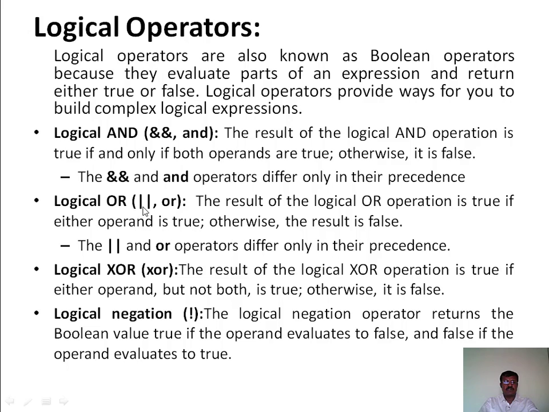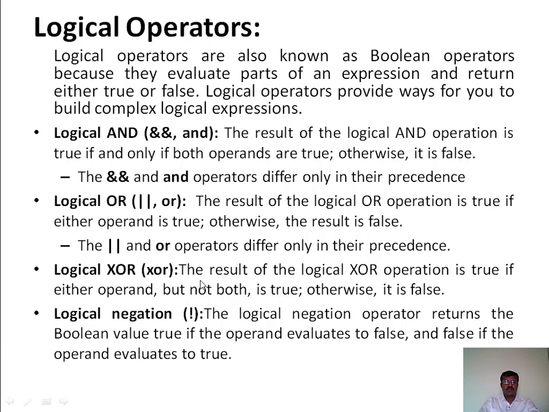Logical OR, even this can be represented in two ways, that is two pipes or the OR symbol that is used to represent your logical OR. The result of the logical OR operation is true if either of the operands is true, otherwise the result is false. So again the same thing, here we can represent this operator in two ways. These two differ only in their order of precedence.